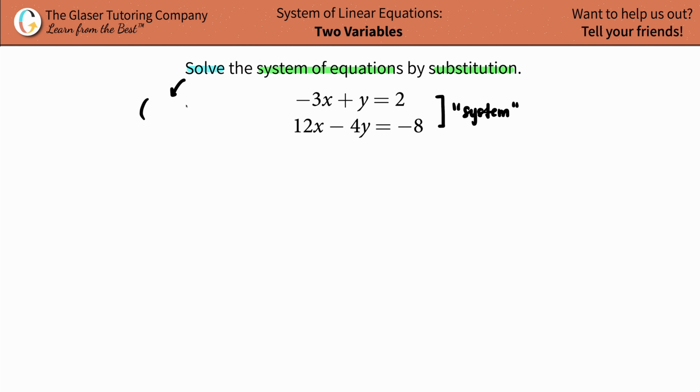So essentially, we are looking for an (x, y). We're looking for the x value and the y value which they both have in common. Now we have to do that via substitution. Well, what does that mean?